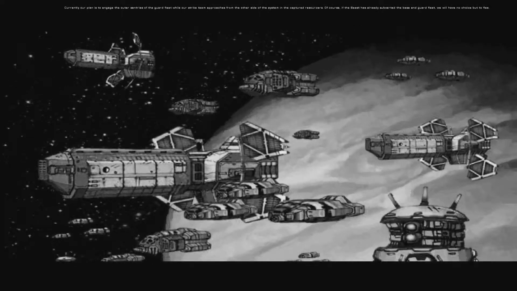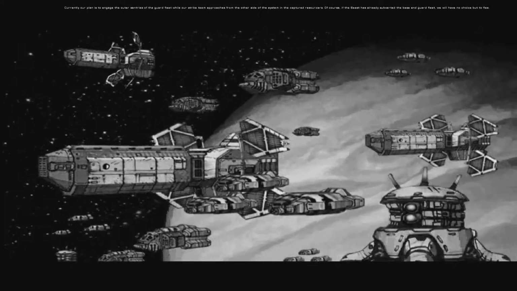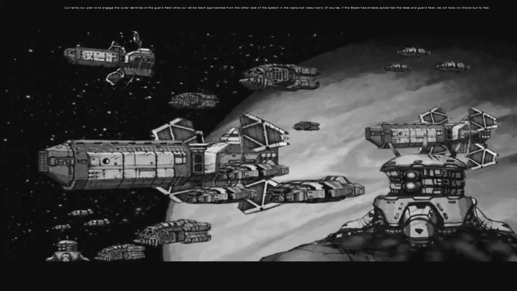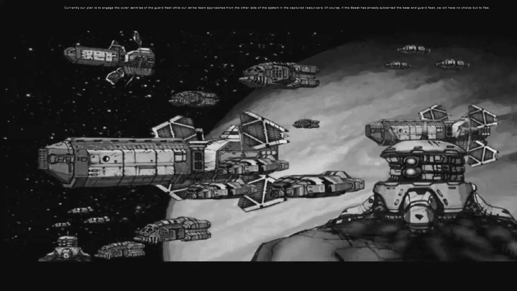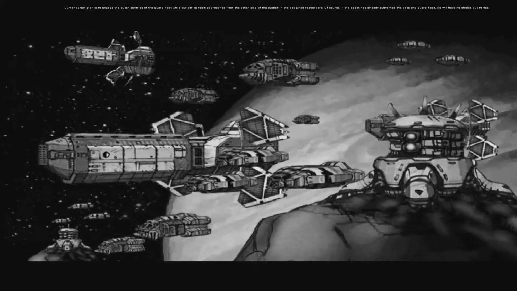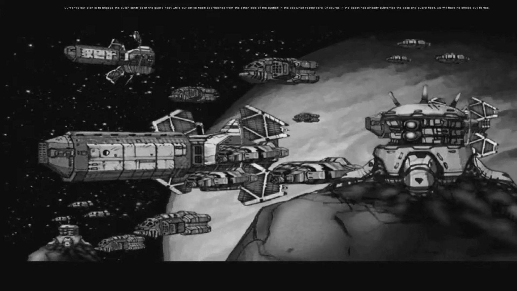Currently, our plan is to engage the outer sentries of the guard fleet while our strike team approaches from the other side of the system in the captured resources. Of course, if the beast has already subverted the base and guard fleet, we will have no choice but to flee.